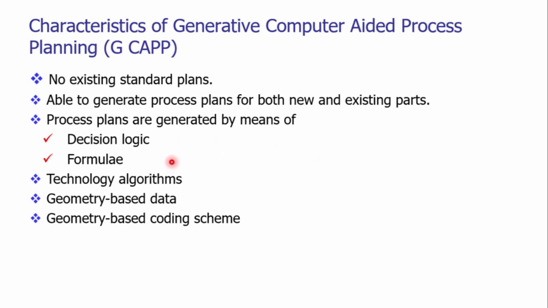These plans are generated based upon decision logic and formulae, the engineering analysis formulae. A lot of technological algorithms are needed. It also needs geometry based data and a geometry based coding scheme as well. So with all this information and all these characteristics, the generative based CAPP systems are utilized.